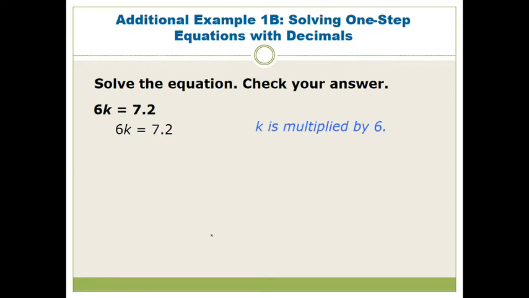Okay, so now we have to ask ourselves, well, if we want to get that variable by itself, we need to do the opposite. So what is the opposite of multiply?